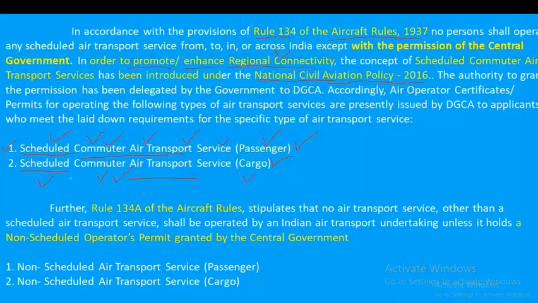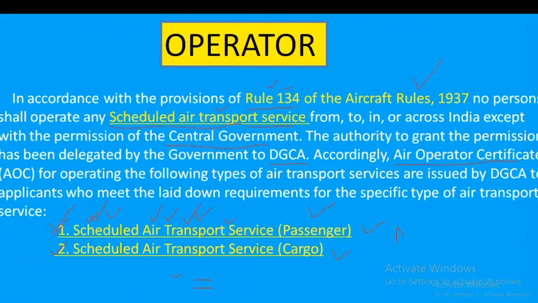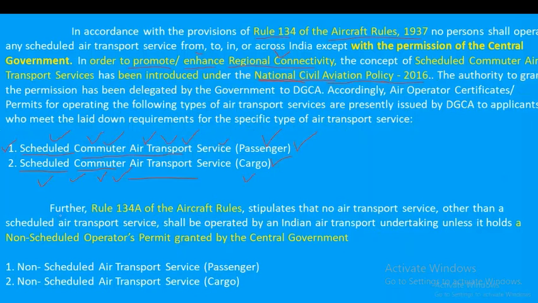Both types of air transport operators are commercial air transport operators; nothing is different. But here we added commuter because this type operates its fleet and provides air transport service only inside India, to enhance regional connectivity, and they follow the National Civil Aviation Policy, for example our Udan scheme. So you should remember that in India there are two types of scheduled air transport services: one is the scheduled air transport service provider, and another is the scheduled commuter air transport service provider.